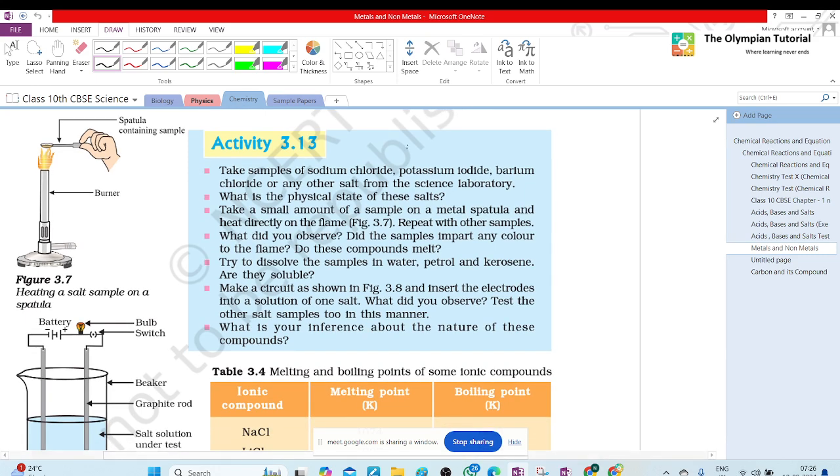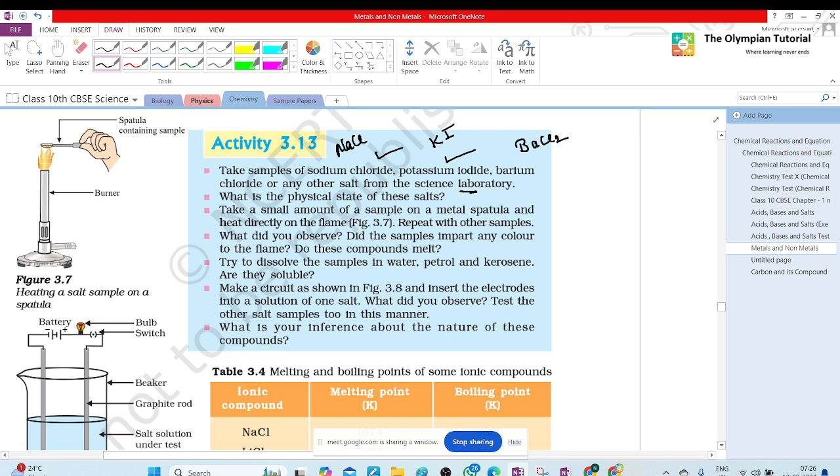So we have taken the samples of sodium chloride, potassium iodide, barium chloride, or any other salt from the science laboratory. Can you tell me the formulas? Sodium chloride is NaCl. Potassium iodide? KI. Barium chloride? Valence, I'm trying to think. Ba... BaCl2.